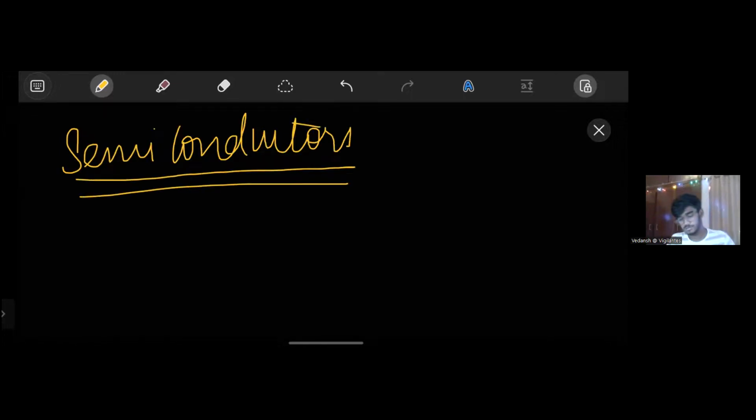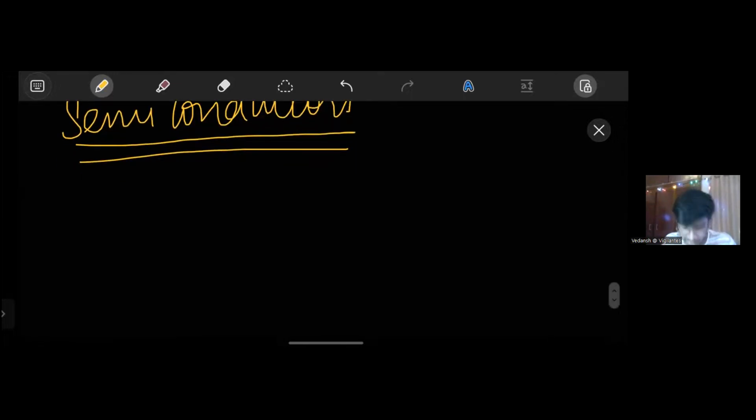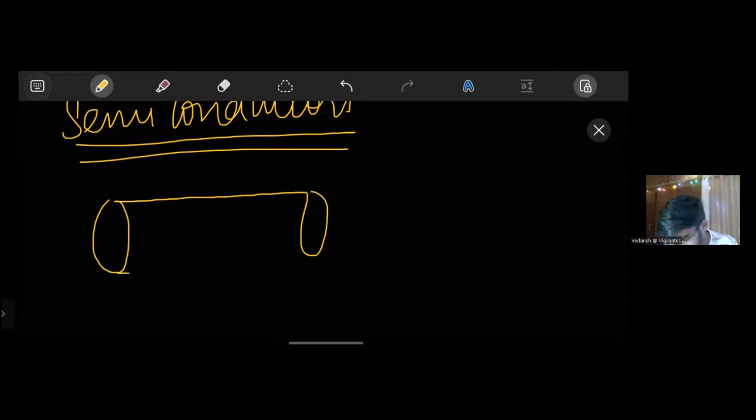Semiconductors. Now, let us say we have a semiconductor over here. This is a semiconductor with length L and cross-section area A. Correct? Now, this thing is indeed a semiconductor. It is just like a normal conductor.